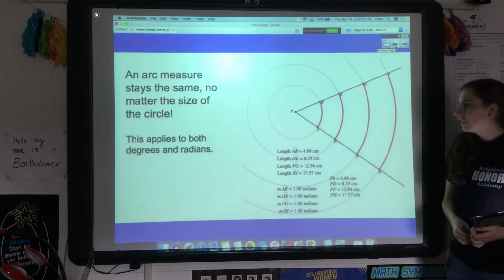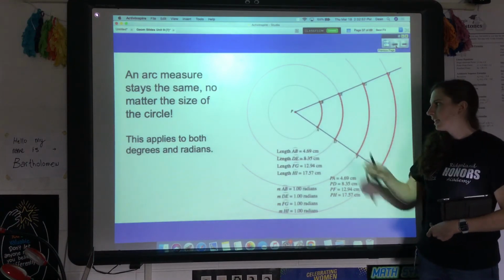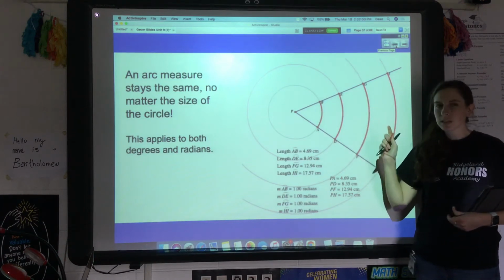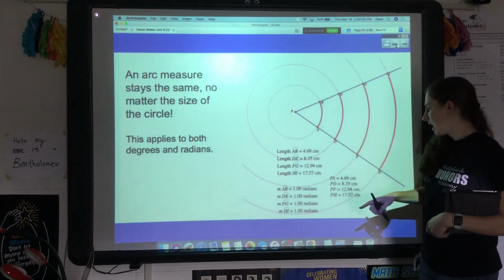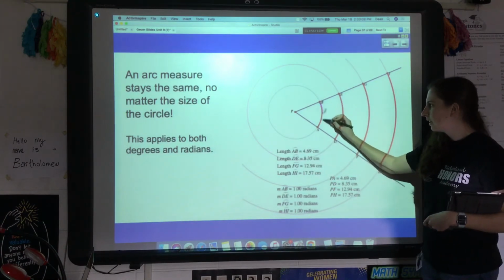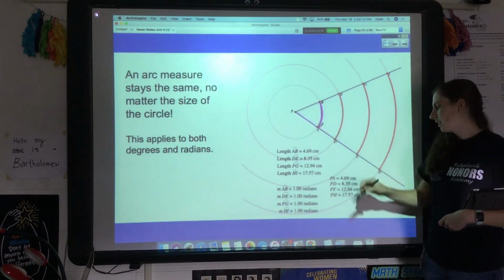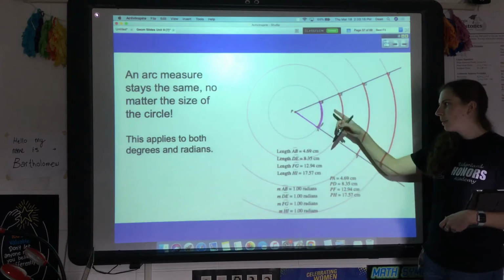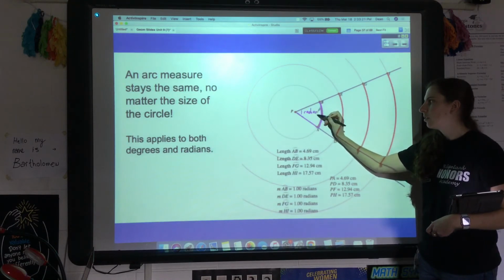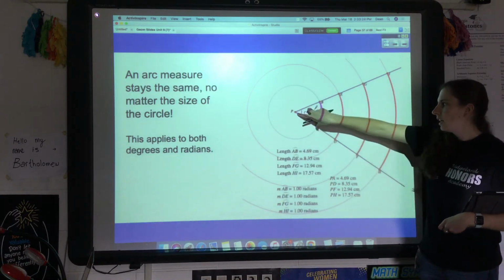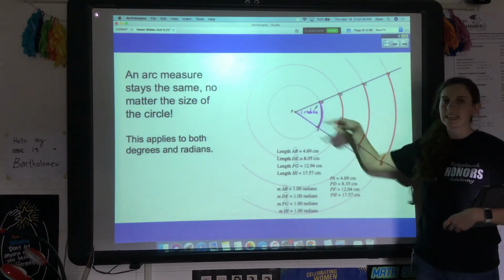Okay, I just want to clarify that angle measures stay the same even if the circle grows. This works in both degrees and radians. So let's say the length of AB, this arc, is 4.69, and the length of PA, the radius, is 4.69. That would make this angle 1 radian, because that arc length is literally equal to the radius, and so this makes 1 radian.